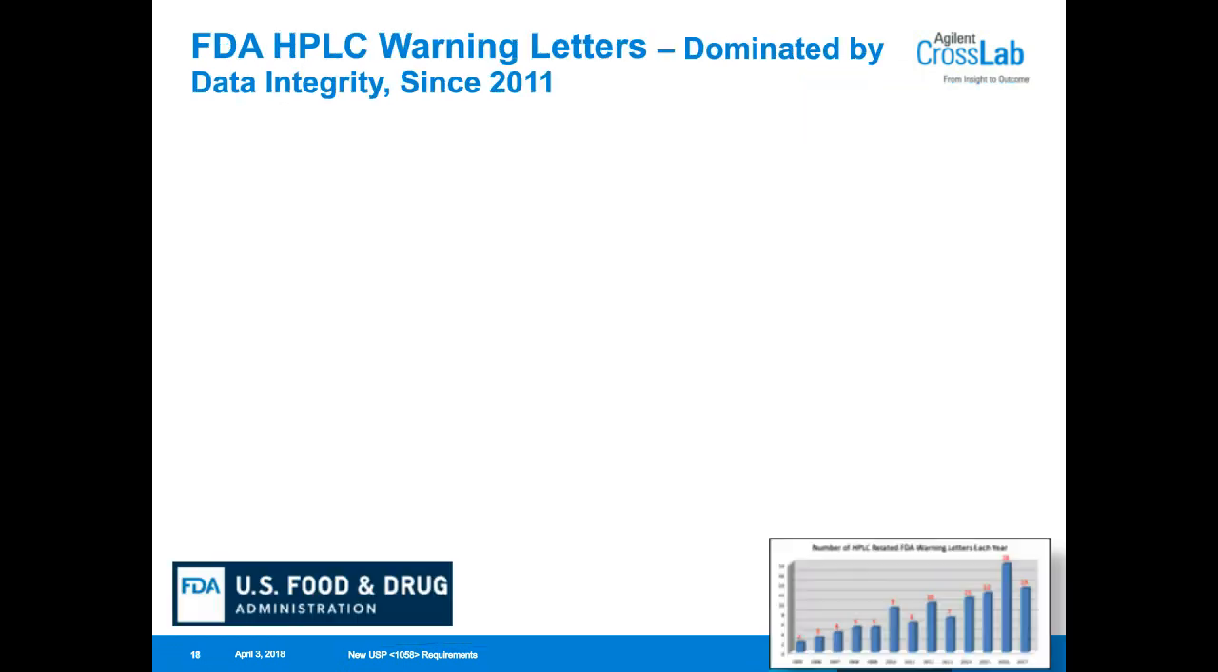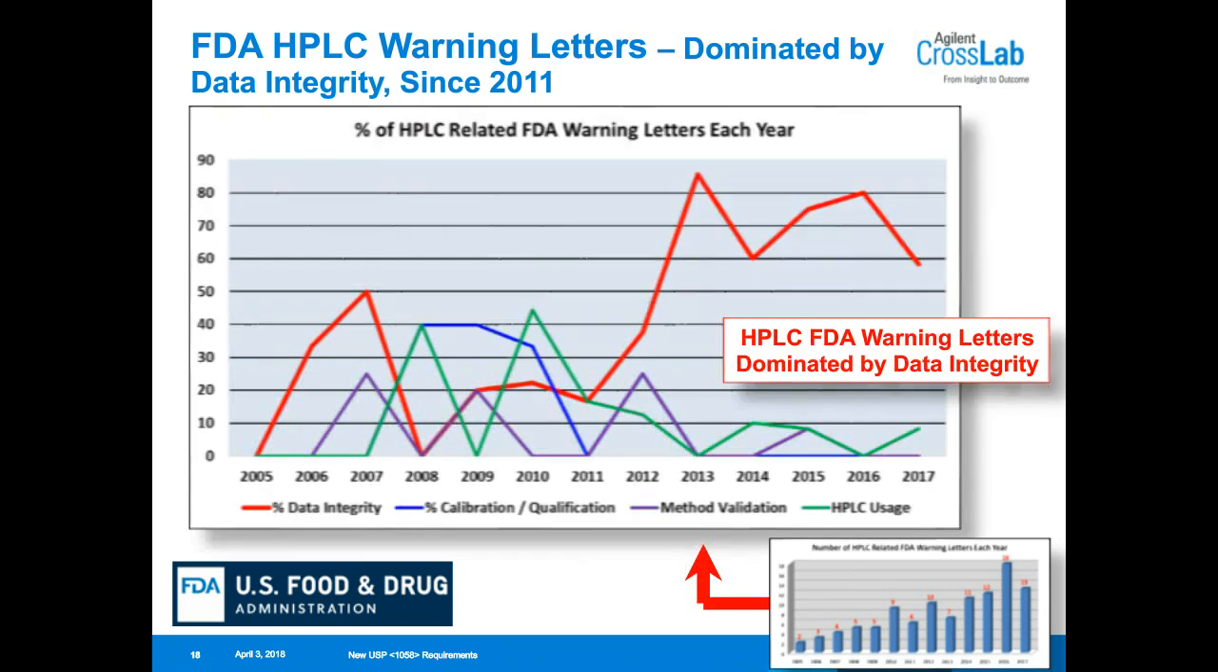Now, if you take that graph and analyze and review all of those HPLC warning letters and assign a category, why was this HPLC mentioned in this warning letter, we see that the red line associated with data integrity is the most significant one. Effectively, in recent years, it's tended to dominate warning letters around HPLC, and other citations, such as poor method validation or the instruments not being qualified, have tended not to be covered by the FDA.